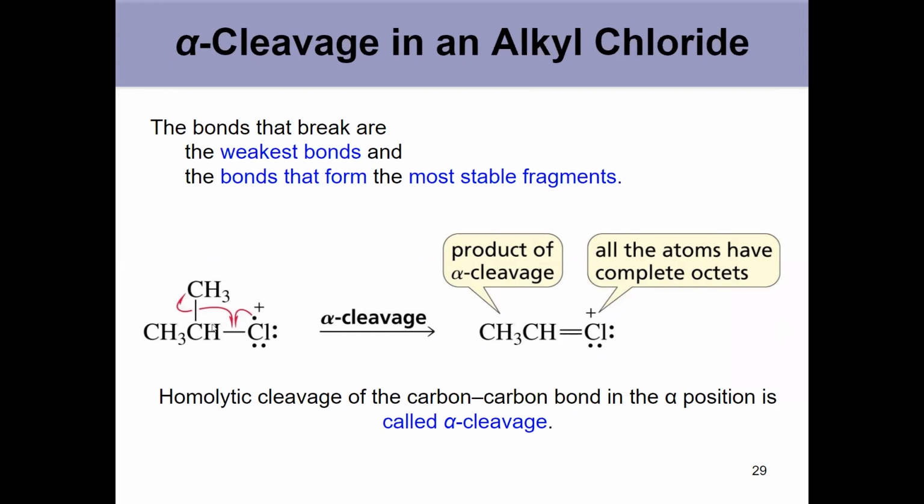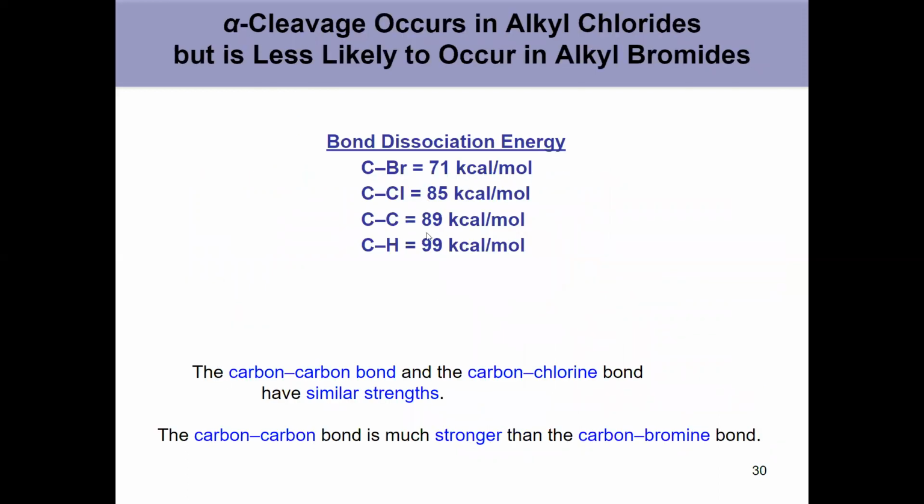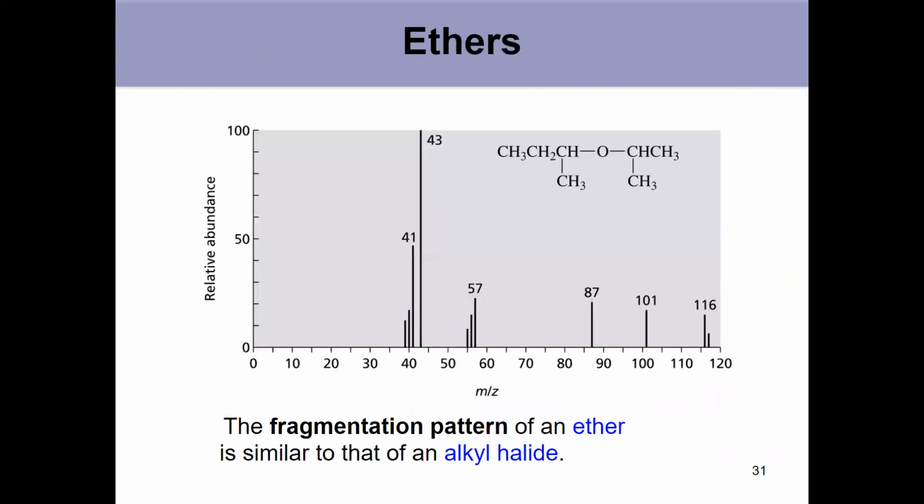The alpha carbon, remember, is the one that's directly next to the functional group. And we only see that alpha cleavage with alkyl chlorides. We do not do it with alkyl bromides. And again, it's due to that difference in bond energy. See, carbon-chlorine, carbon-carbon, pretty similar. Carbon-bromine, much weaker bonds, so we just kick those bromines off. So that's alkyl halides. What about ethers?